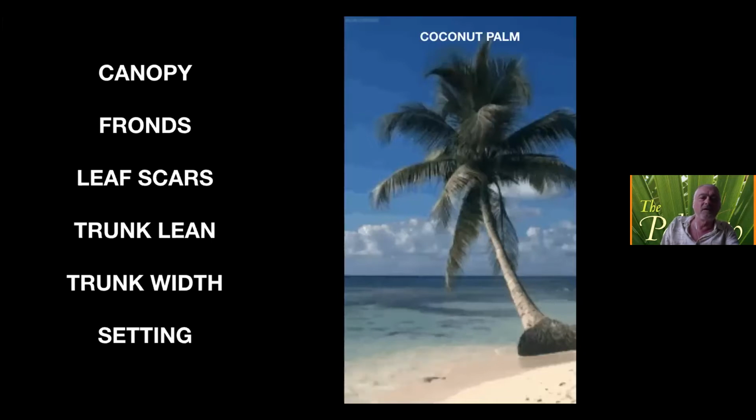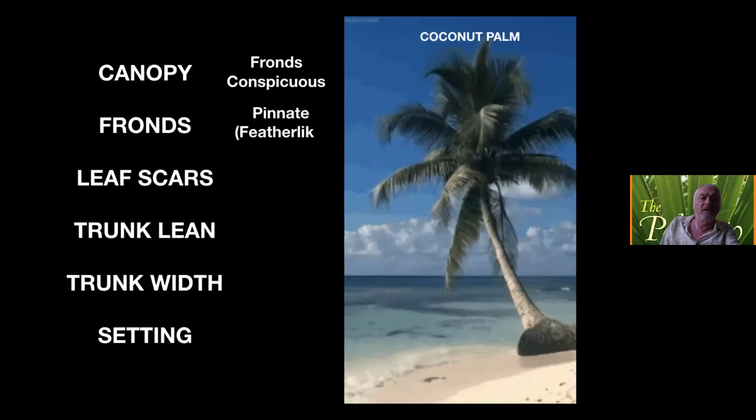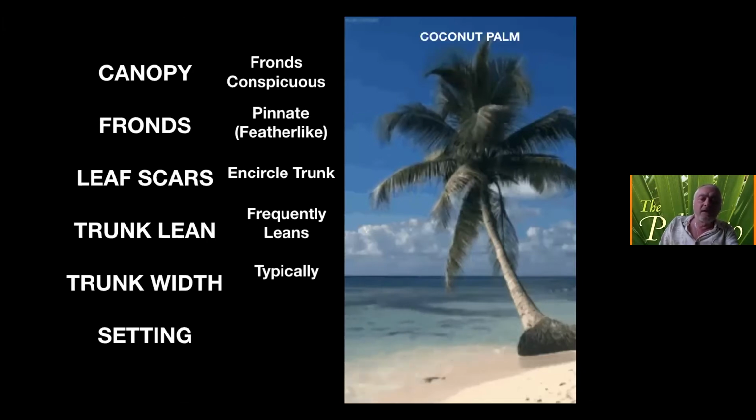So if you think about a coconut palm, the canopy, the fronds, each one tends to be rather conspicuous and individually distinct. They have that pinnate or feather-like structure with a central organizing organ that the leaflets or leaf segments come off of. You tend to be able to see the leaf scars going all the way around the trunk. The trunks frequently lean. They typically taper, being wider at the bottom and then getting narrower. And they're typically found in coastal settings.